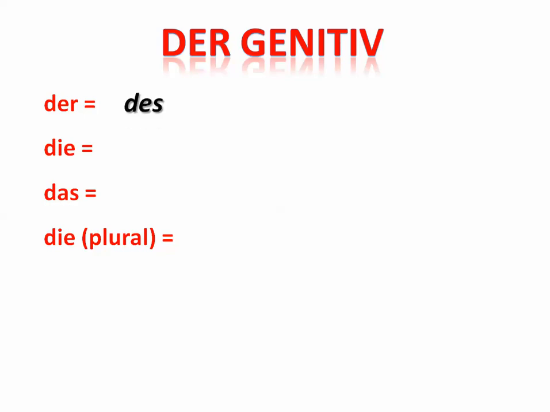So in the genitive in German, the definite articles will change, just like they did in accusative and dative. Well, I mean, the fact that they changed, not in the same exact way. Der will change to des, die to der, das to des, and the plural will change to der.